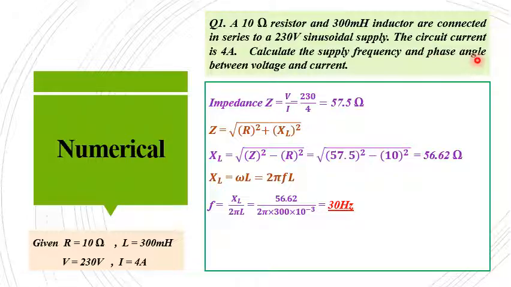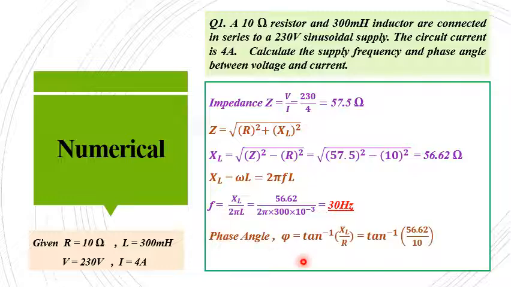Next we need to find the phase angle phi between voltage and current. So already we have derived that the phase angle phi is equal to tan inverse XL by R. XL we know, R also we know. Substituting, we will be getting it as tan inverse 56.62 divided by 10, or phi is equal to 80 degrees.